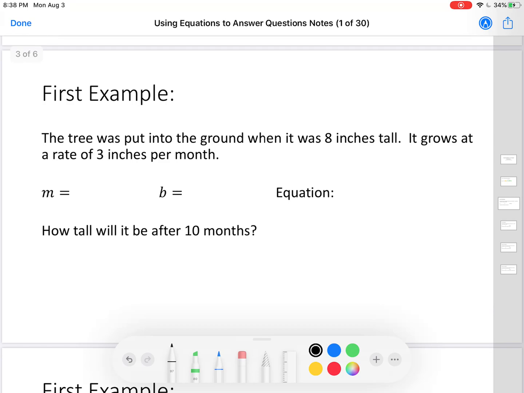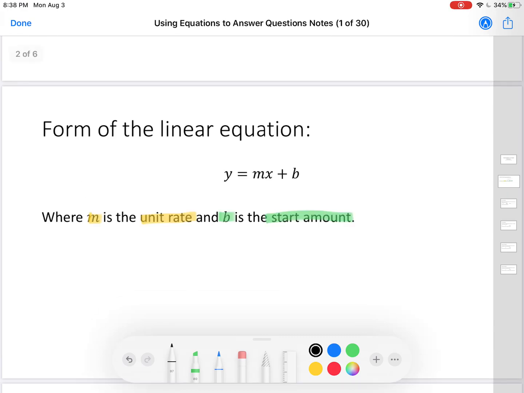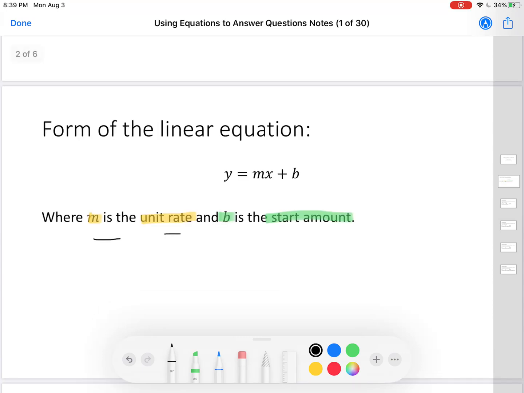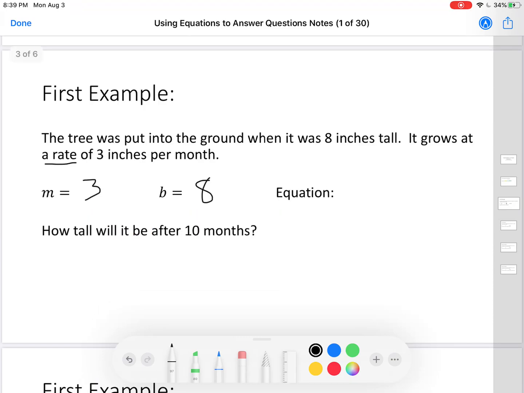Here's our first example. The tree was put into the ground when it was 8 inches tall. That must be the beginning because that's when it was put into the ground. Therefore, b must be 8. It grows at a rate, it even tells you that this is a rate, of 3 inches per month, so m must be the rate, right? So m is the rate, so m is 3. B is the start amount. It was put into the ground when it was 8 inches tall, so b must be 8.